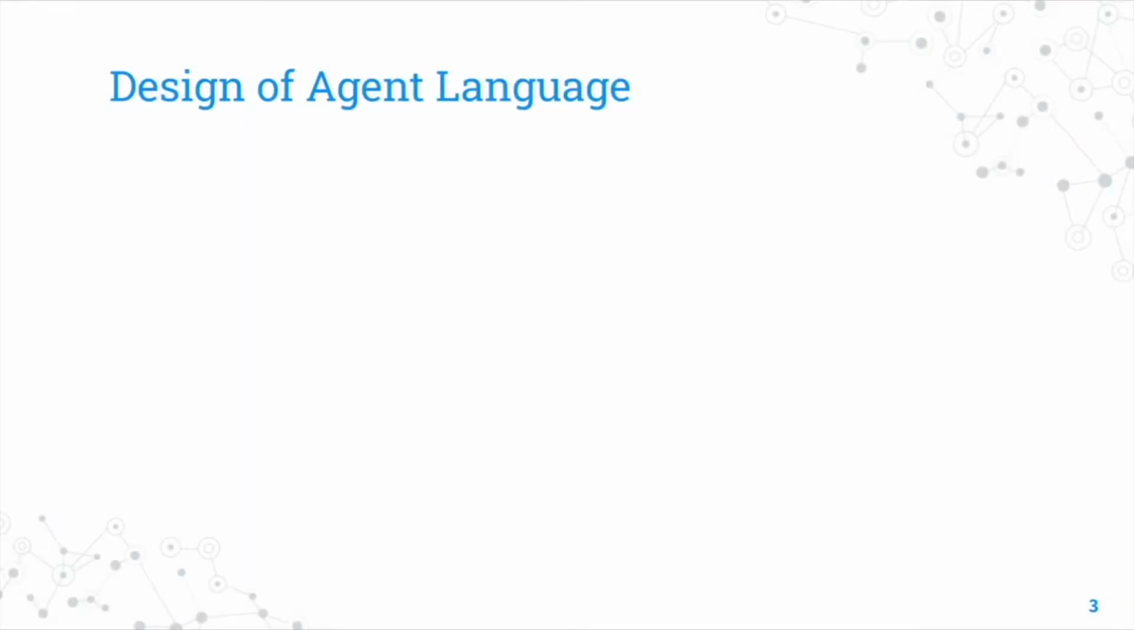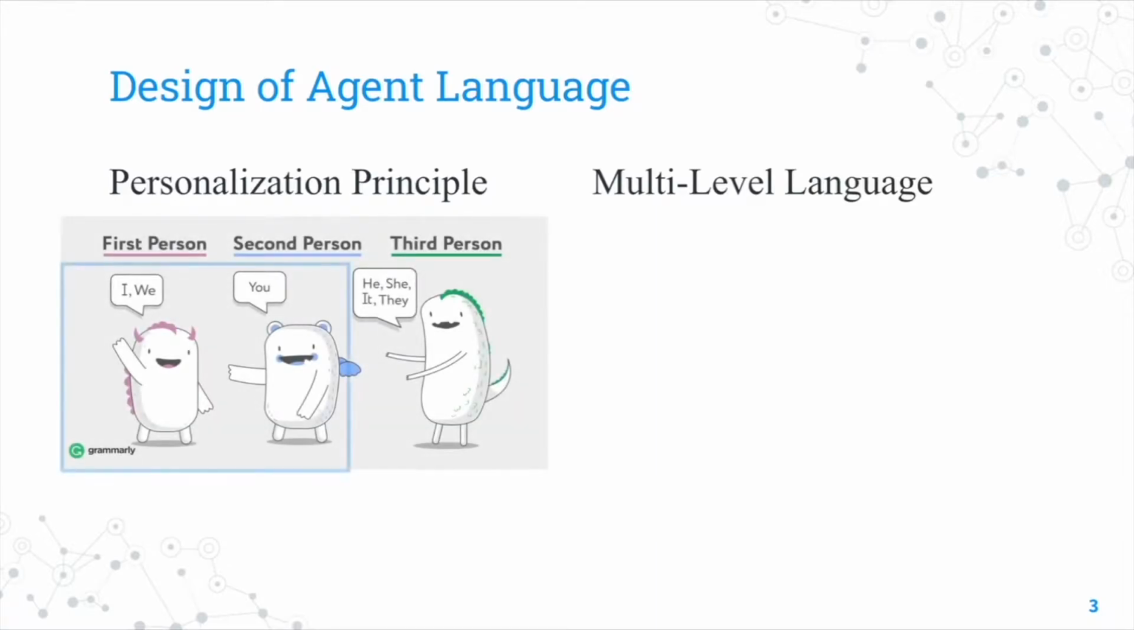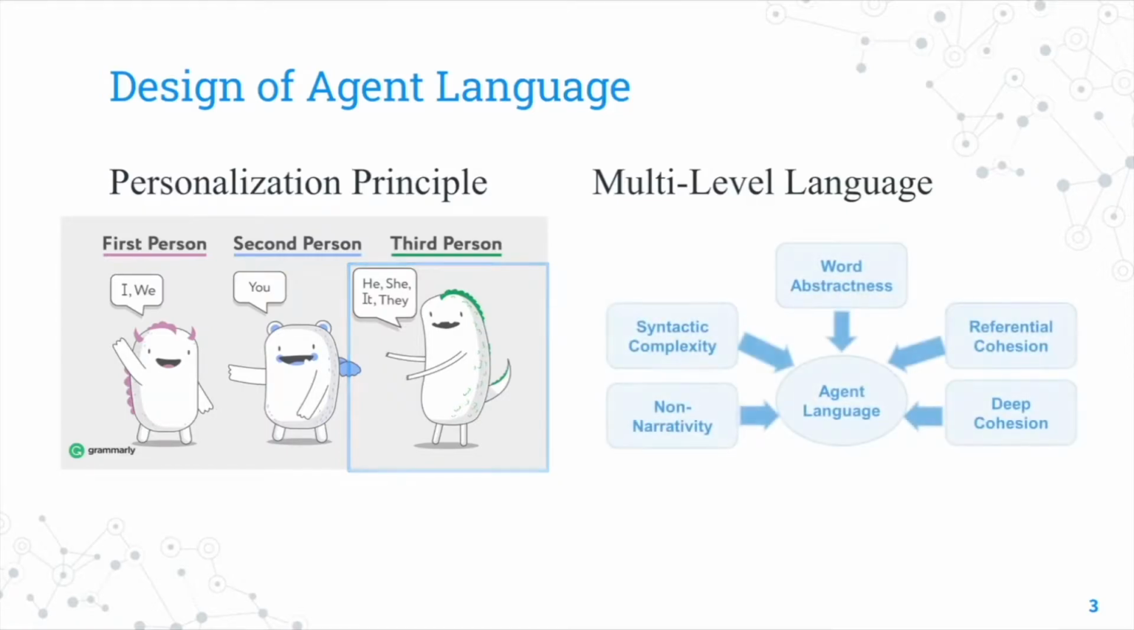In the design of agent language, we use the personalization principle and multi-level language to characterize formal versus informal language. The personalization principle adopts personal pronouns to differentiate between the two, with informal language being represented by first and second person pronouns, and formal language being represented by third person pronouns and impersonal articles. The multi-level principle, on the other hand, uses features like word abstractness, syntax, referential cohesion, deep cohesion, and non-narrativity to distinguish conversational language from formal language.